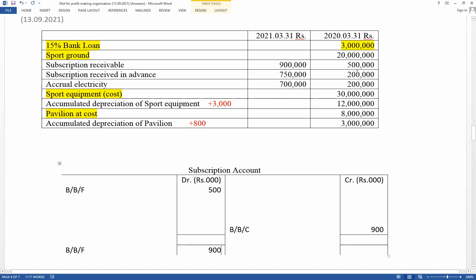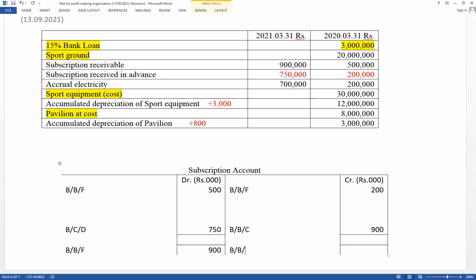Then subscription received in advance. Subscription received in advance opening balance: received in advance is a liability. Opening balance 200, closing balance 750. Think about what those values are. Subscription received in advance opening balance 200 is a liability, therefore credit side, balance brought forward. The closing balance is carried down from the debit side to the credit side as a balance carried down. Closing balance equals 750.